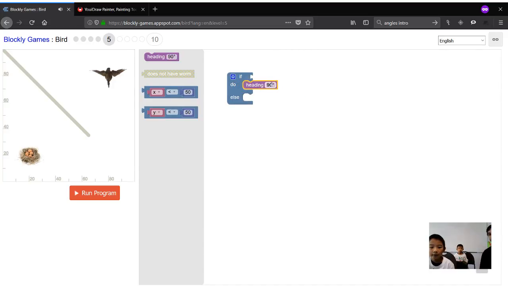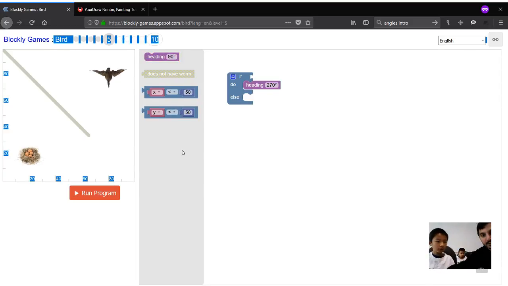Heading is 70 degrees. Good. And then what? What was that? The blue part? It was because we accidentally selected some text. Like if you go like this, it will select the text. But we don't need to do that.